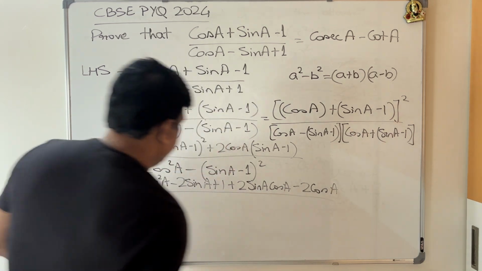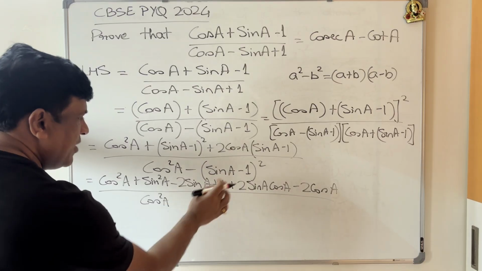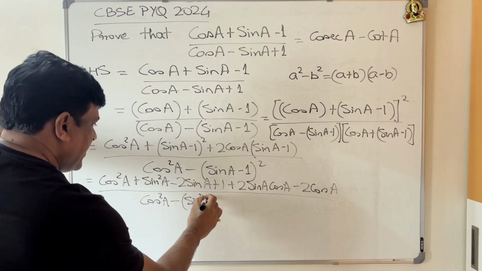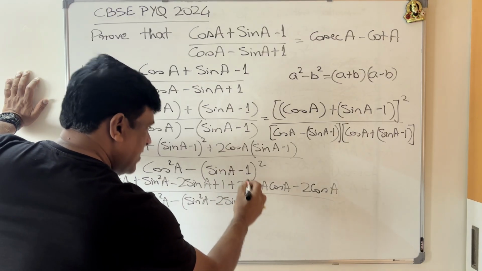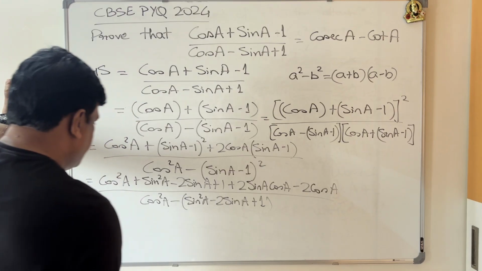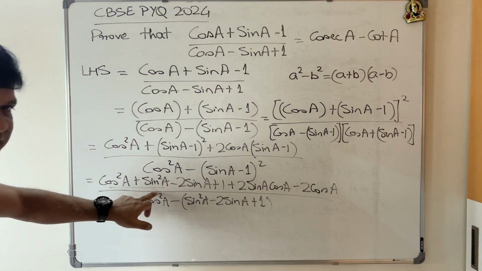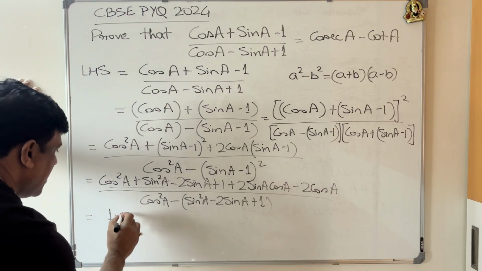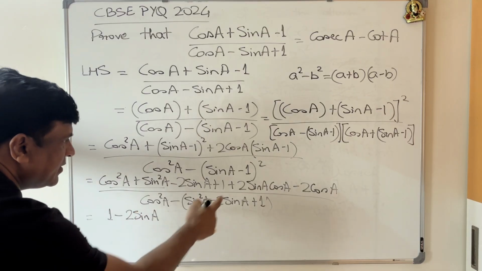Now, in the denominator, what do you have? You have a cos square A. Open up this one. So what do you get? You get a sin square A minus 2 sin A plus 1, right? Now look at it. What is this? Cos square A plus sin square A is 1. Replace it with 1. We know that identity. Minus 2 sin A. Leave it like that. Plus 1.